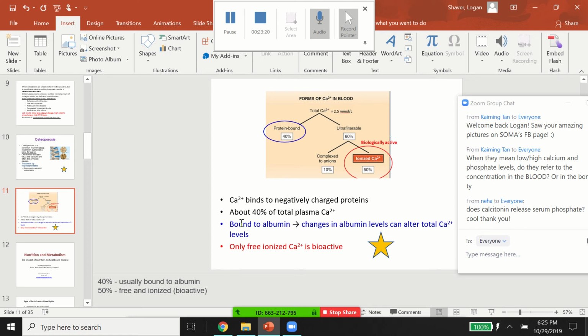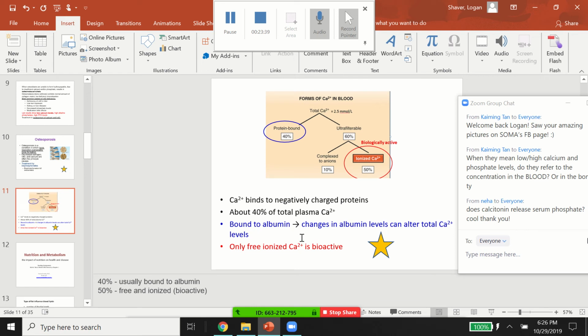Now, a good chunk of the calcium tends to be bound in a protein-bound form with albumin. So it's also good to remember that it can be bound with albumin, and that's a really good transportation for calcium.